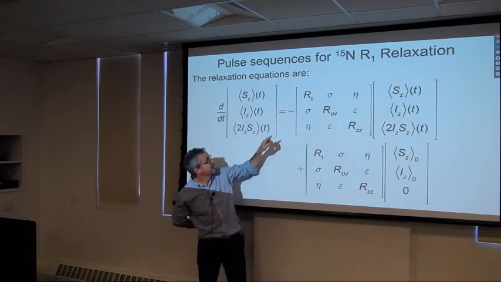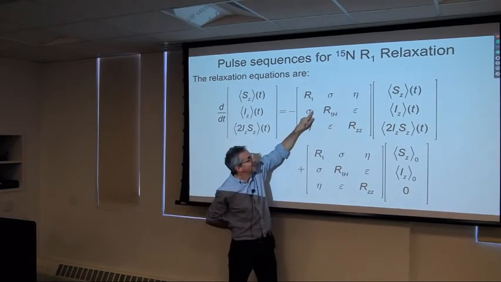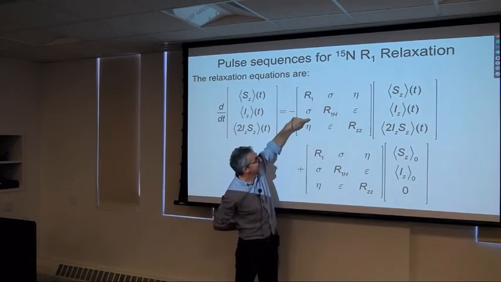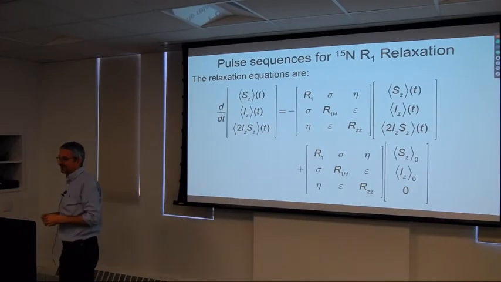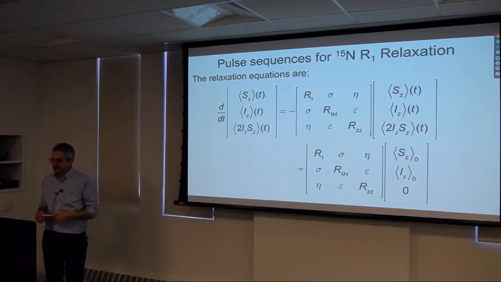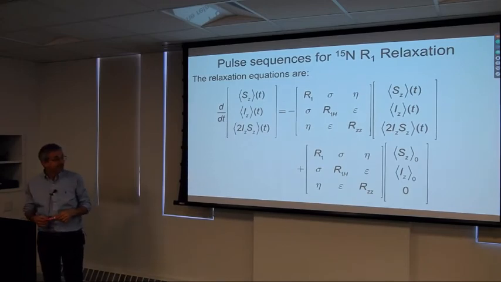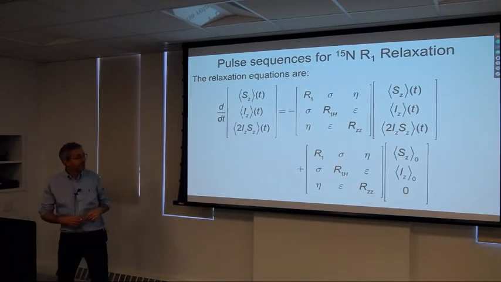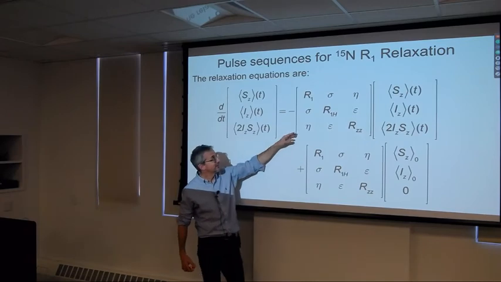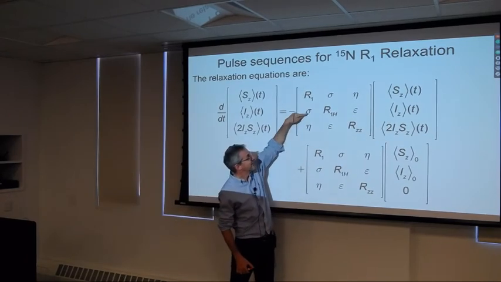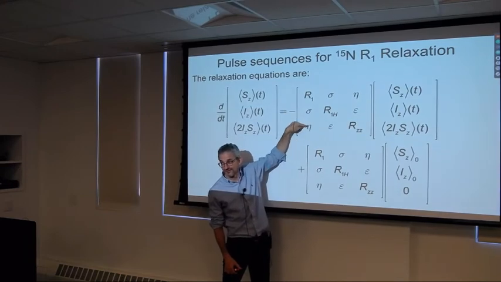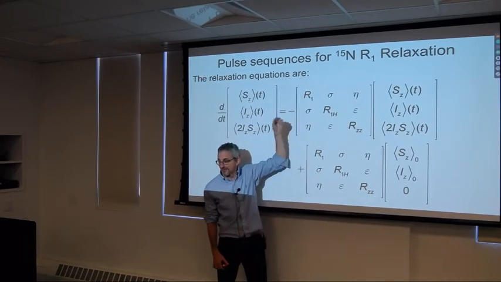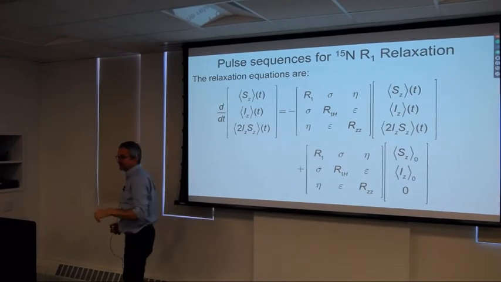So we'd like to purely measure R1, but it's coupled by sigma, eta, and epsilon to these other spin states, and they will all have their own relaxation rate constants. So we somehow want to figure out how to render all of these effectively 0 so that the nitrogen magnetization decays with a single exponential.